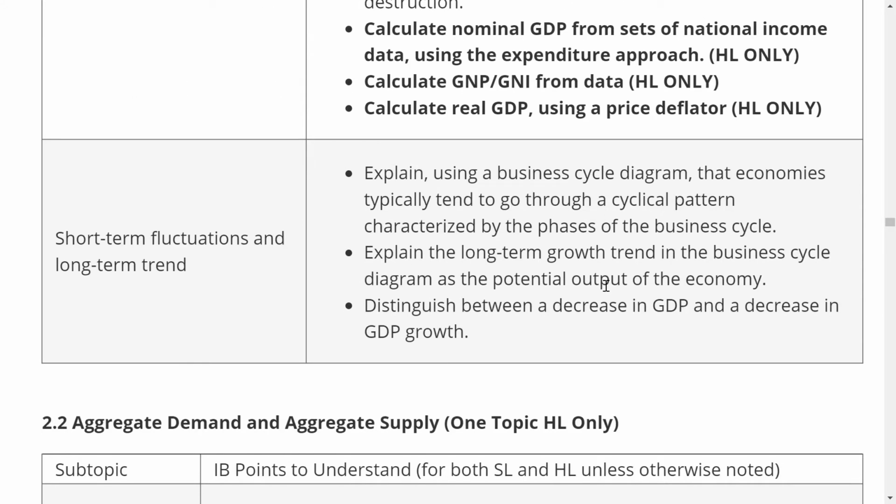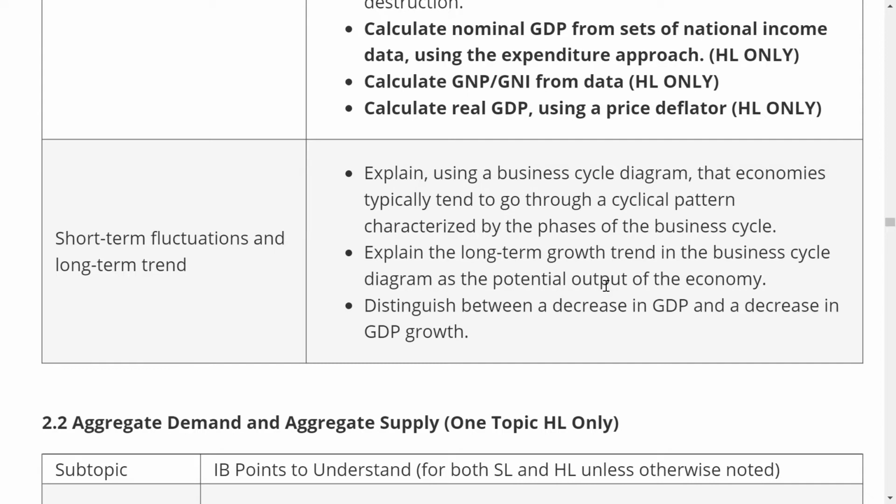Short-term fluctuations and long-term trends. In this section, you have to be able to talk about the business cycle, right? The boom and bust cycle, where we have increases and decreases in the short run of real GDP in correlation to the long-term growth. So we have to be able to talk about this. We have also made a video on this in the past. You also have to be able to talk about the causes.